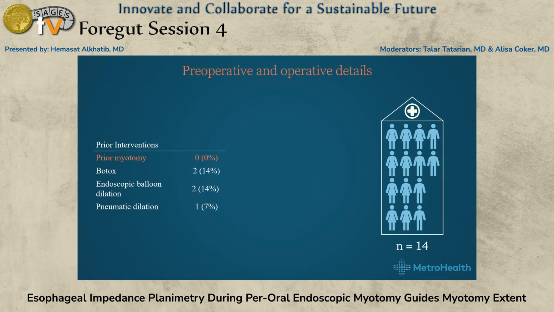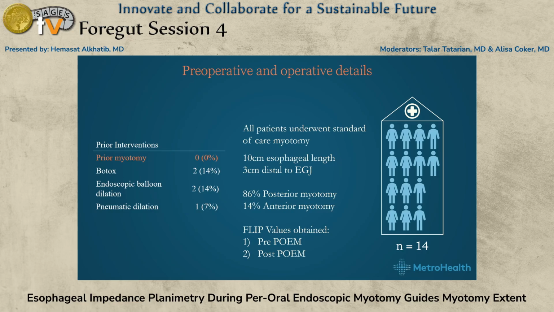When we looked at their peri-op details, none of these patients had a prior myotomy, which is important for us to know. Operatively, they all underwent our standard of care myotomy. For us, that includes about a 10 centimeter esophageal length that we then extend about 3 to 4 centimeters distal to the EG junction. We prefer a posterior myotomy, and we perform that in 86% of the patients. When it is prohibitive, we would perform an anterior myotomy. And we obtain flip values before the myotomy and after the myotomy.